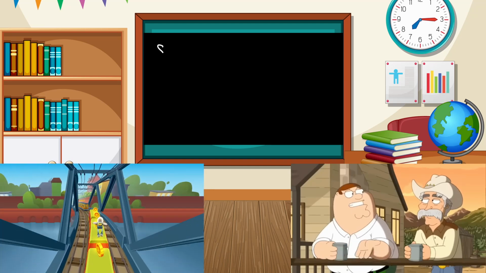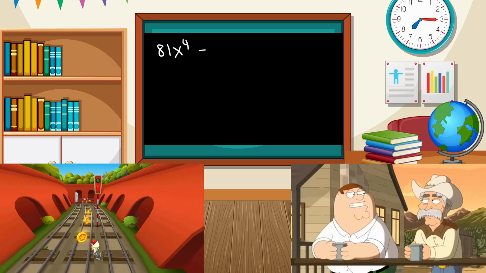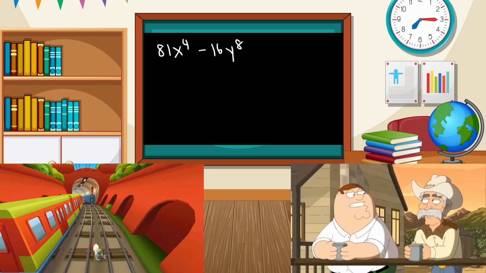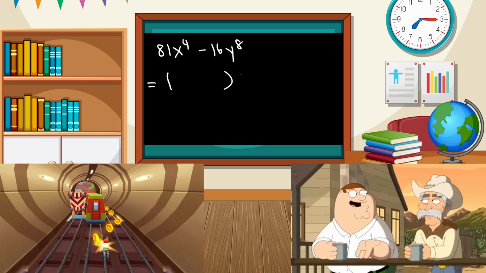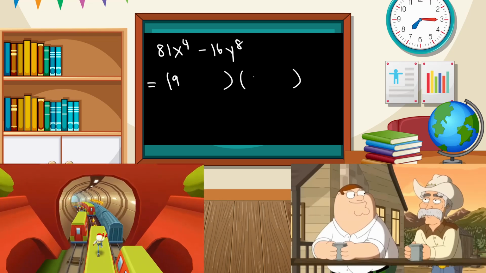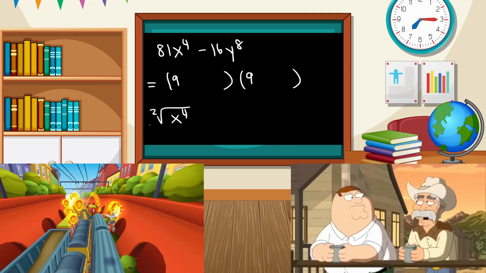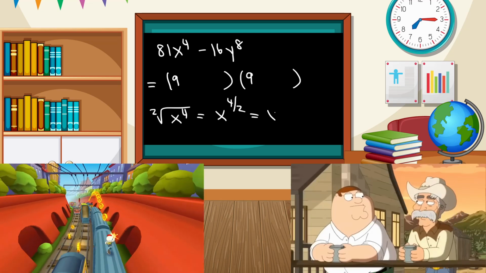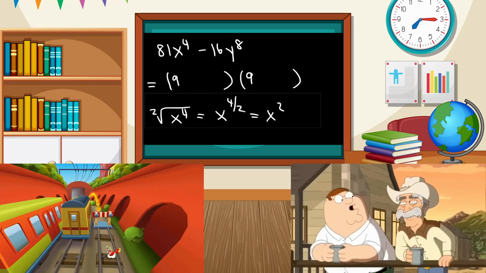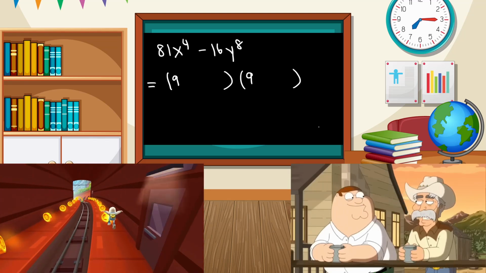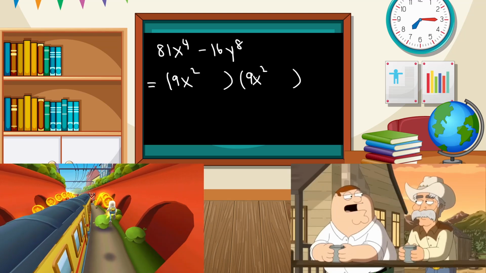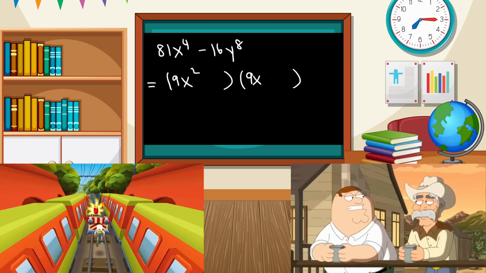Now here is a harder example. 81x to the 4th minus 16y to the 8th. Try that. The square root of 81 is 9. Now what is the square root of x to the 4th? There is an invisible 2 here. It's really x to the 4th divided by 2, which is x squared. When you take the square root of something, you're basically dividing the exponent by 2. So the square root of 81x to the 4th is 9x squared.